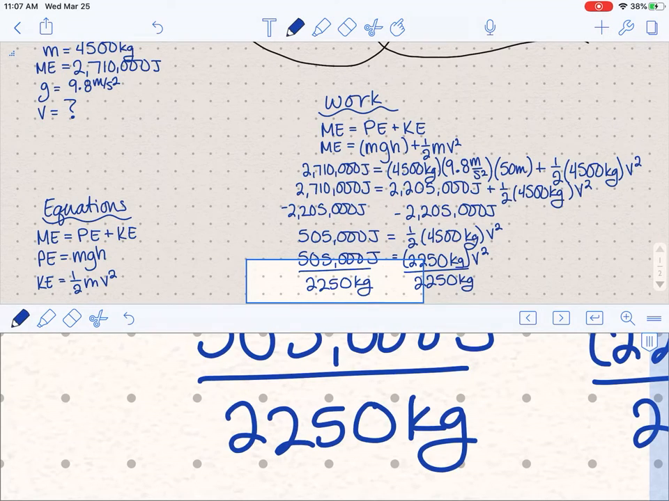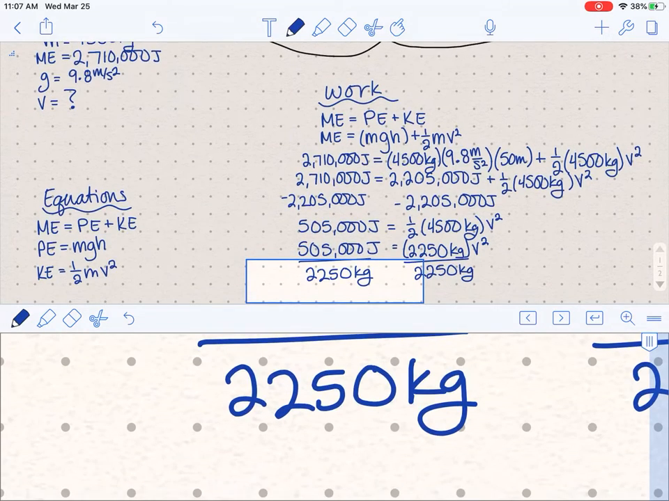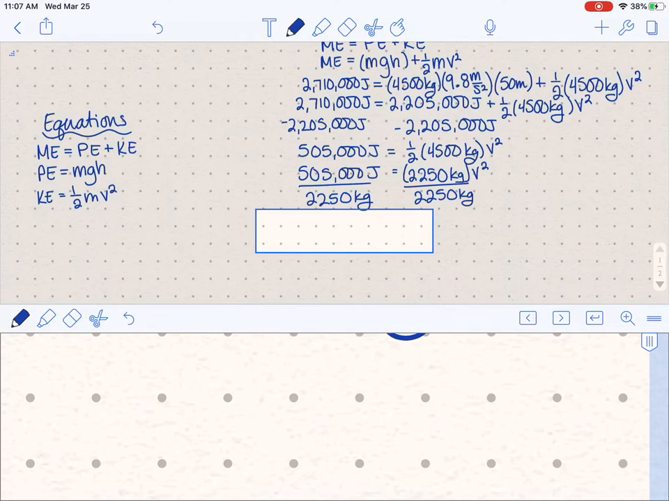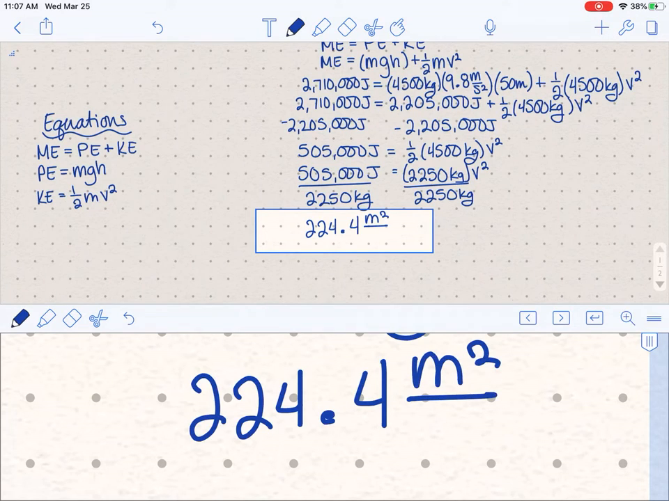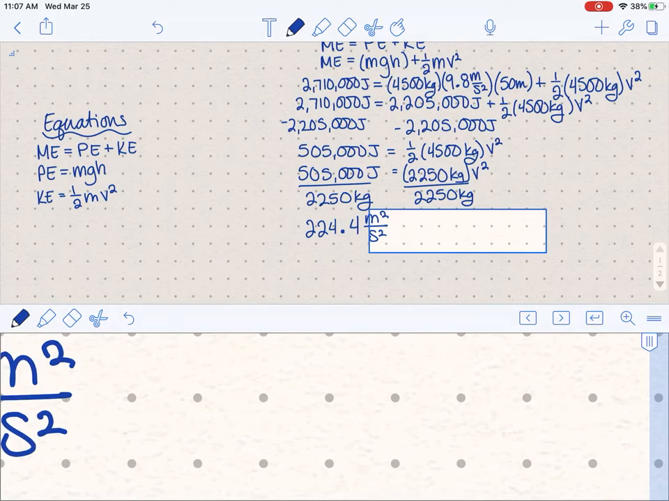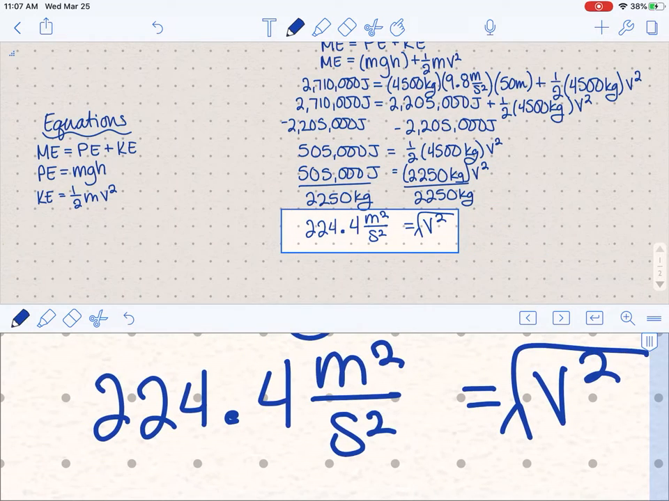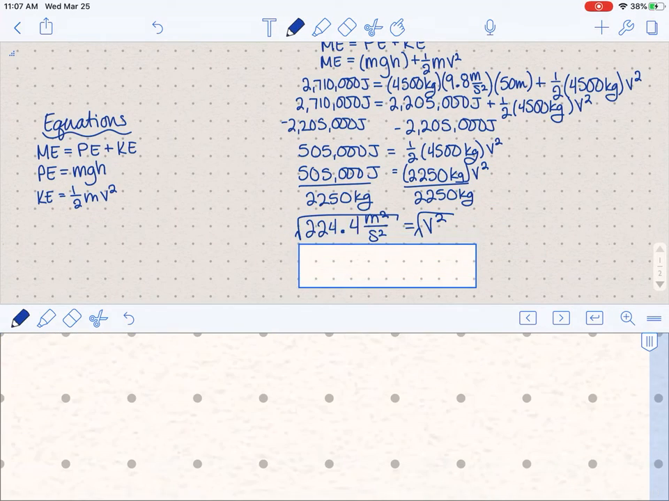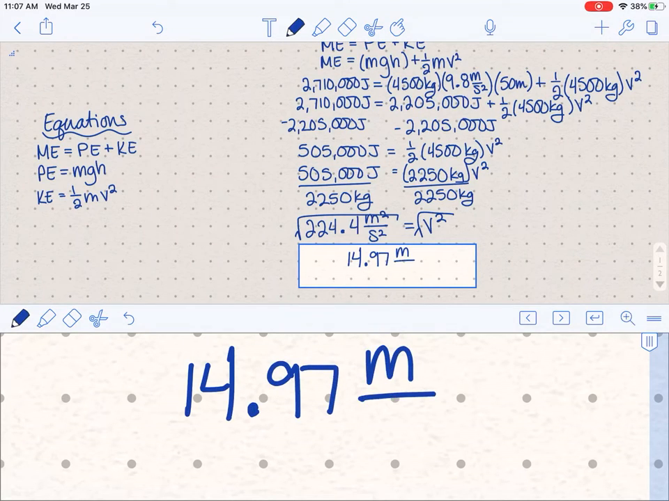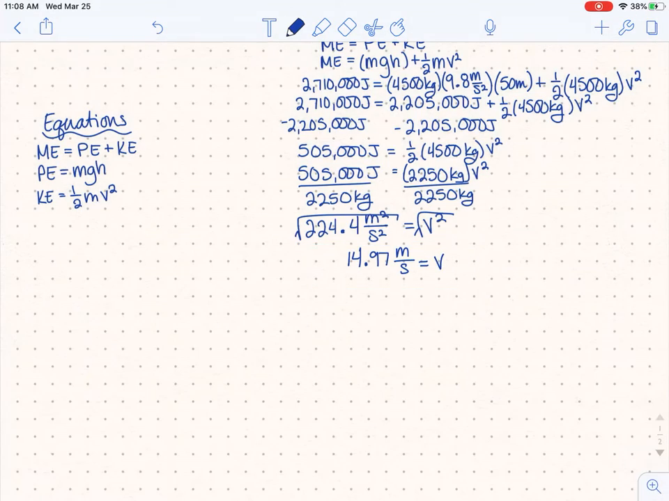All right, and so 505,000 divided by 2,250 is going to give me 224.4, and this is going to be meters squared over seconds squared. And that equals now my velocity squared. Last step, I want to get just plain old velocity, not velocity squared, and so I'm going to square root my numbers. And the square root of 224.4 is going to end up being 14.97. The square root of meters squared per second squared is just meters per second, and that equals my velocity.